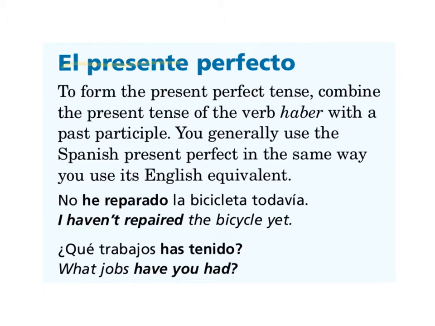El presente perfecto. To form the present perfect tense, combine the present tense of the verb haber with a past participle. You generally use the Spanish present perfect in the same way that you use its English equivalent. Por ejemplo, no he reparado la bicicleta todavía. I have not repaired the bicycle yet. ¿Qué trabajos has tenido? What jobs have you had?